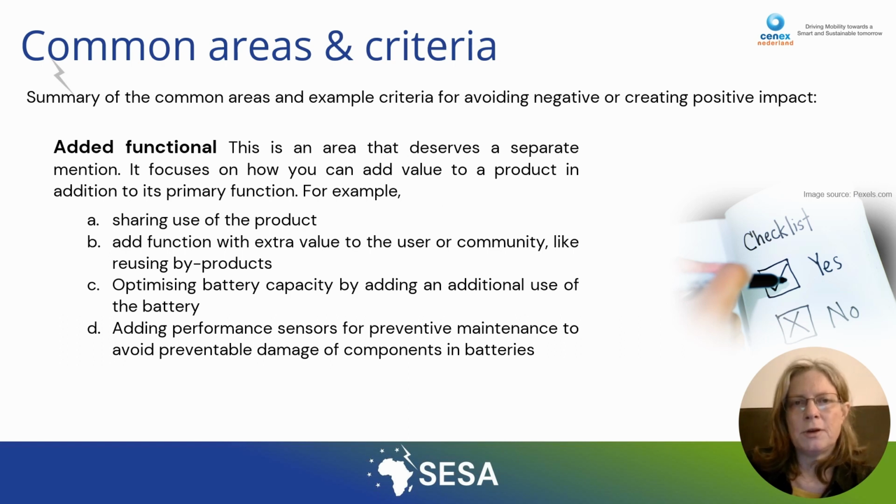Additional functional value is an area that deserves a separate mention. It focuses on how you can add value to a product in addition to its primary function. For example, by sharing the use of a product, by adding a function with extra value to the user or community, like reusing byproducts, and optimizing battery capacity by adding additional use of the battery. By adding performance sensors, it makes it possible for preventive maintenance, for example, which can avoid damage to components in batteries.